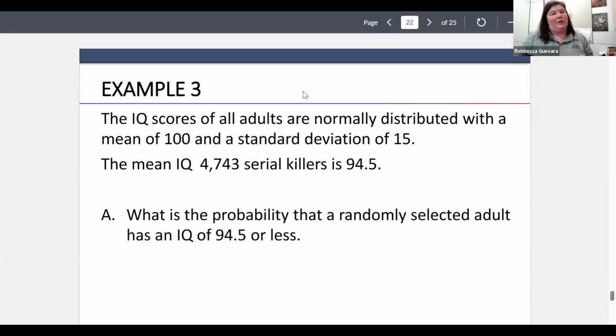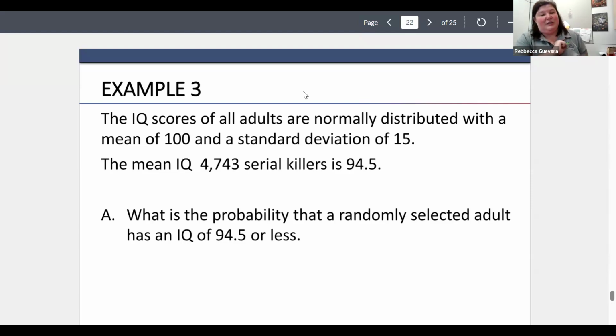Okay, a couple more questions, going through them quickly, just to get a general idea of what we're doing. We're doing a sampling distribution. We know the IQ scores of all adults are normally distributed with a mean of 100 and a standard deviation of 15. We use this quite a bit.